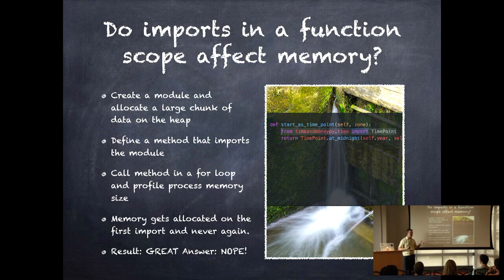So create a module that allocates a bucket full of memory whenever it gets imported. Create a method that imports it straight in the call. Run a for loop. Python does a wonderful thing. It allocates a bunch of memory the first time you call it and never grabs a tiny bit of memory ever again. It just holds it as it should, which is wonderful and useless in my case because I didn't find the problem that actually caused the leak.